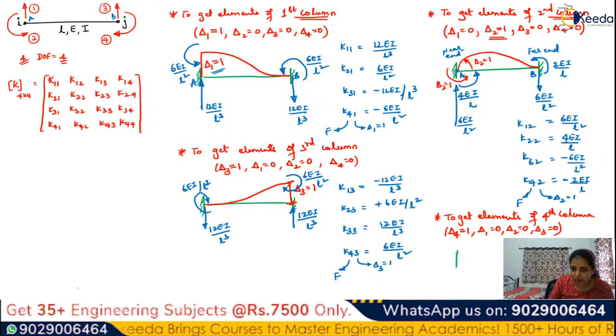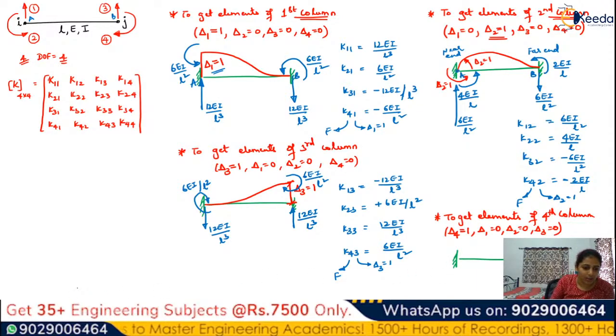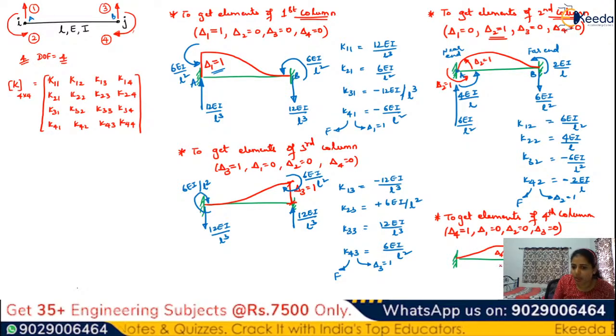Right, let us put the beam and apply a unit rotation in the direction of the fourth coordinate. So here what is it? It is a clockwise movement at B. So if you want to put a clockwise movement of delta 4 equal to 1, this will lift the beam like this and like this. Right, so here we are giving a unit rotation equal to 1.